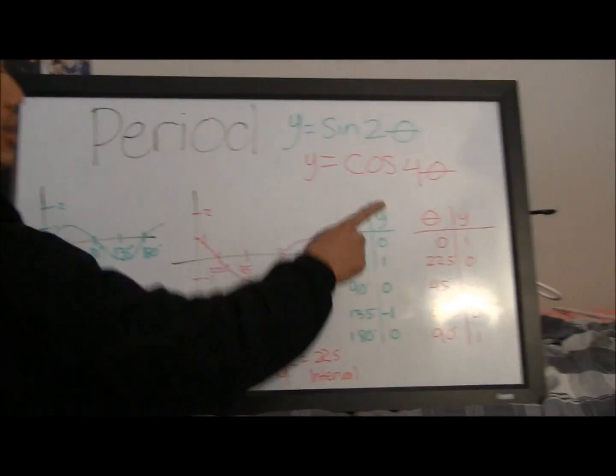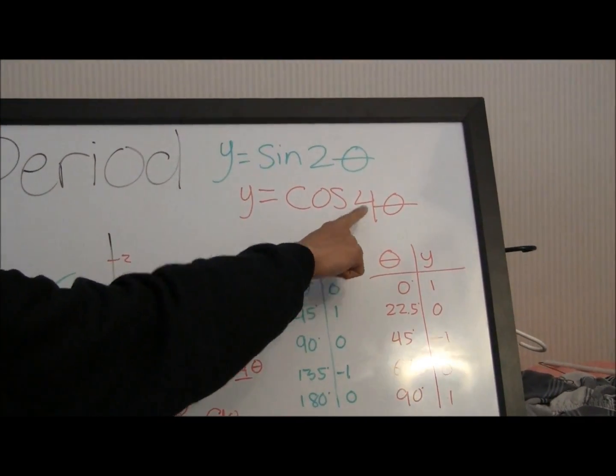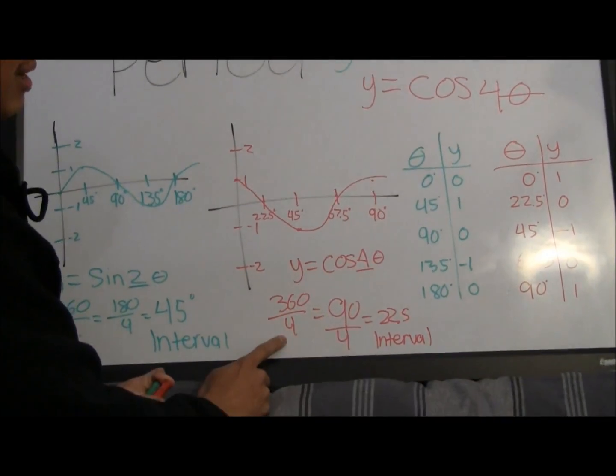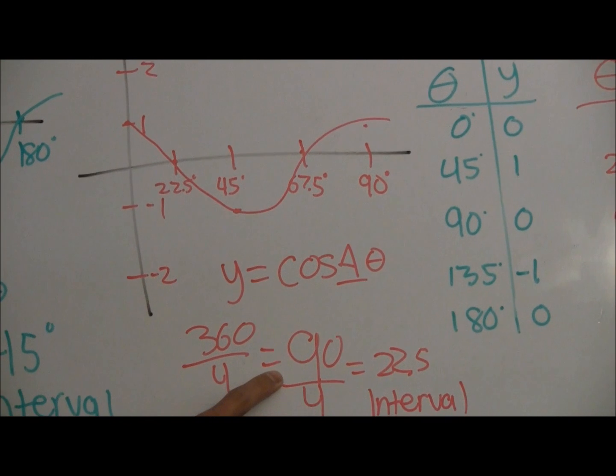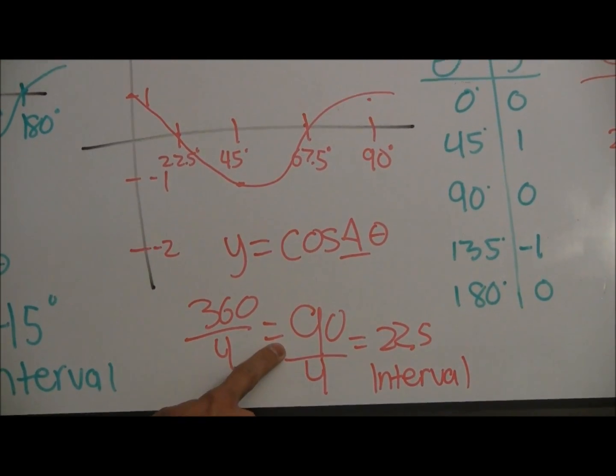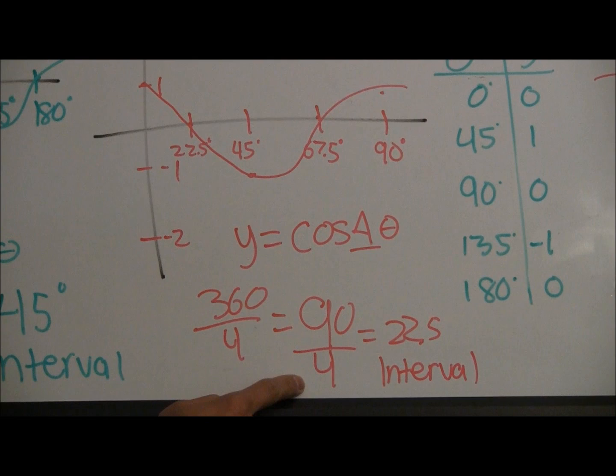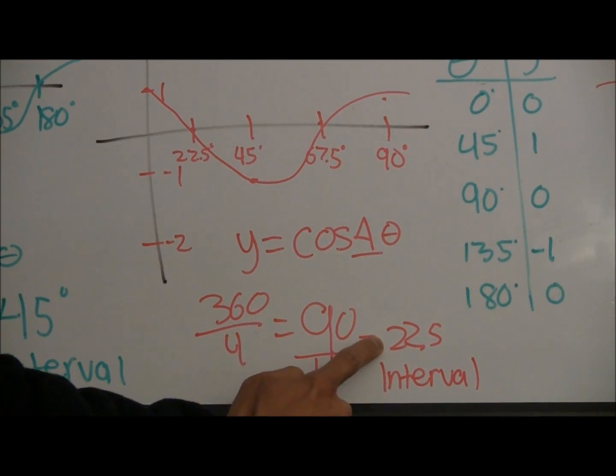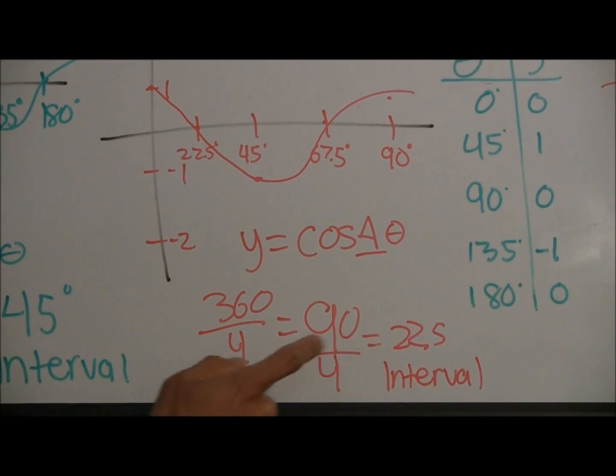And then for cosine, since you can see there's a 4 after the cosine, you take 360, divide that by 4, which is 90, and that 90 will indicate the period. And as well as using it for the interval, you can divide that by 4, and you get 22.5. The period is going to indicate the horizontal stretch.